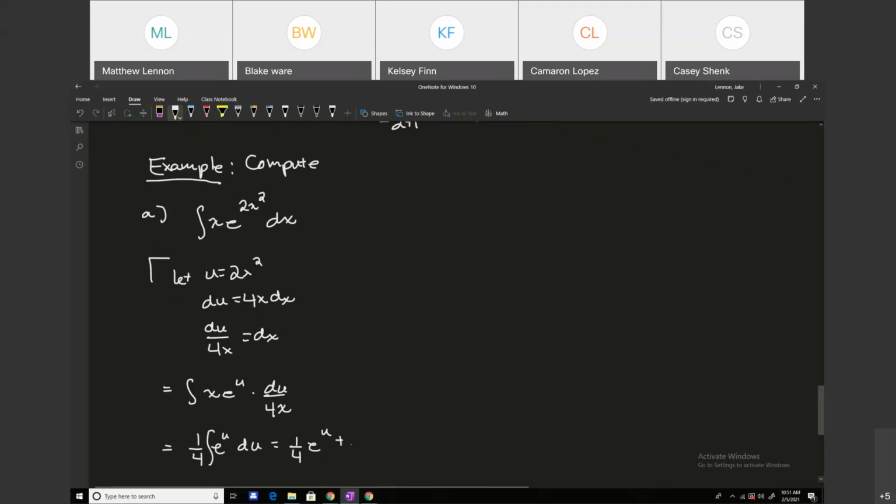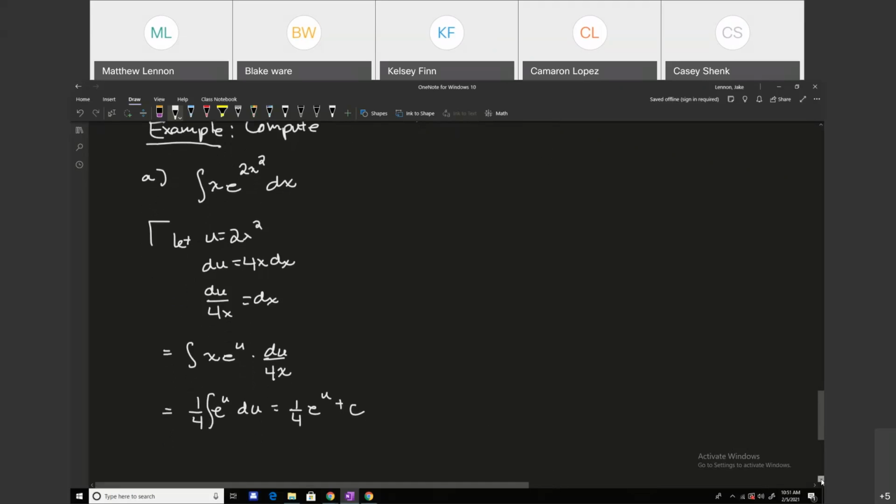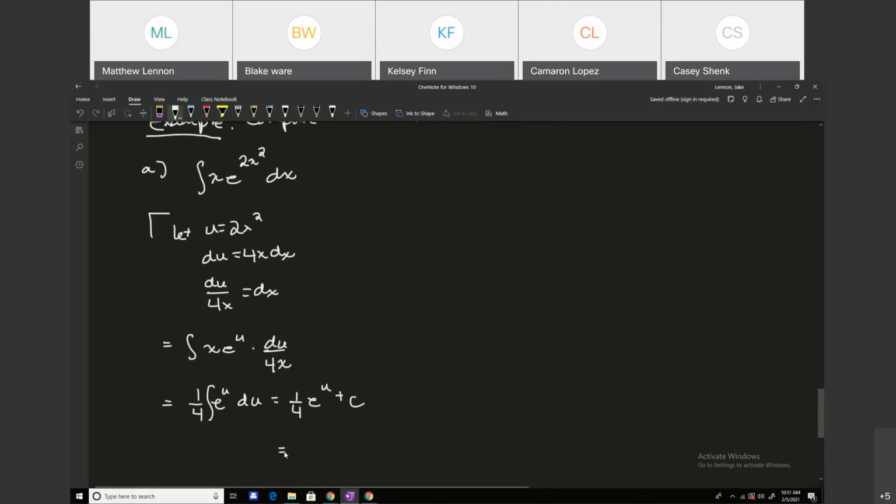And again, when it's an indefinite integral, meaning there's no limits, we do that plus c. And we also switch back from u to x. So this would be 1/4 e to the 2x squared plus a constant. And that would be it for part A.